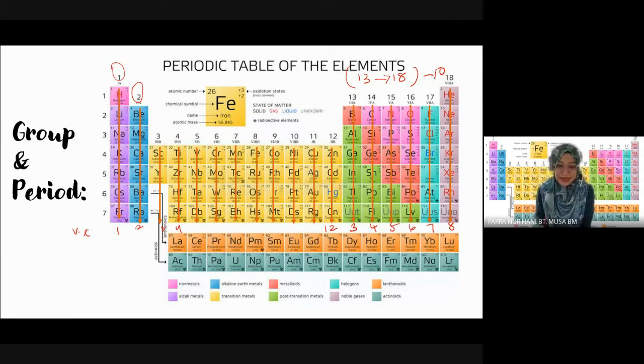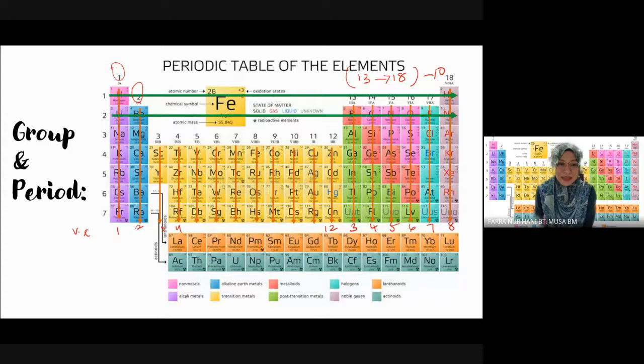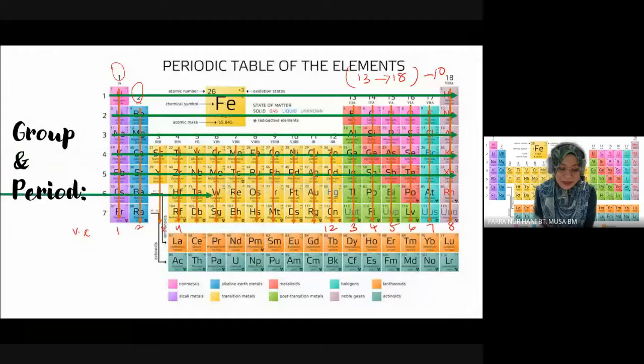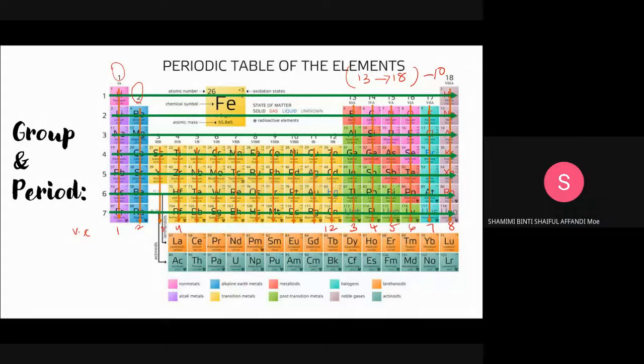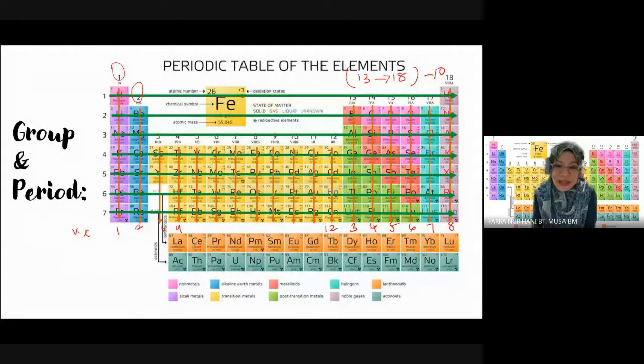Then we have period. The horizontal row is the period, and we have 7 periods. What does the period tell you? Elements in the same period have the same what? Same shell, yes, very good. They have the same shell.